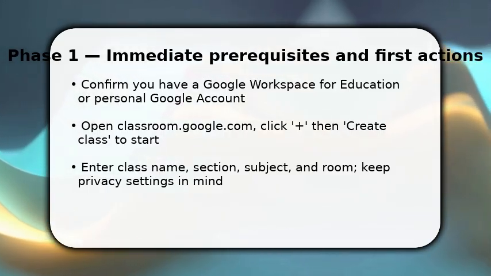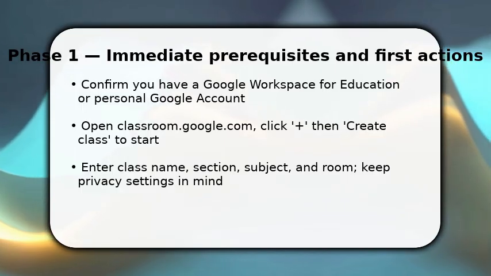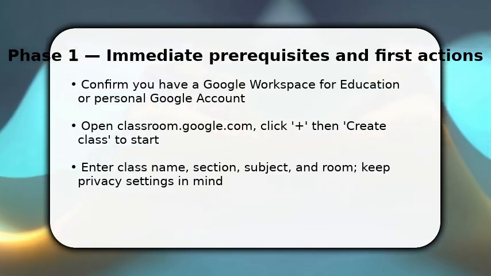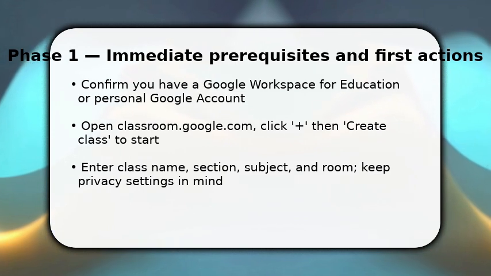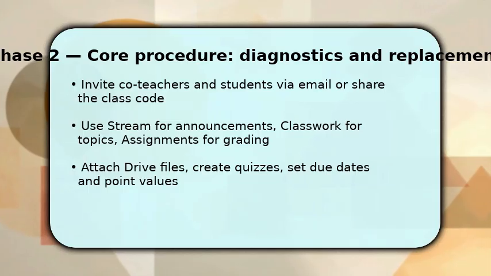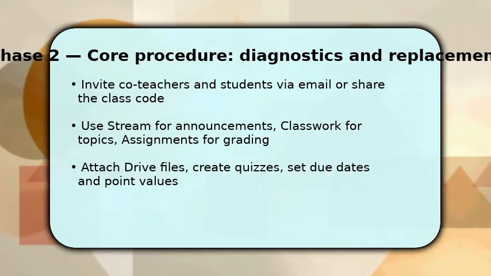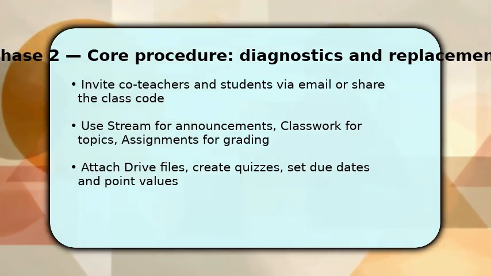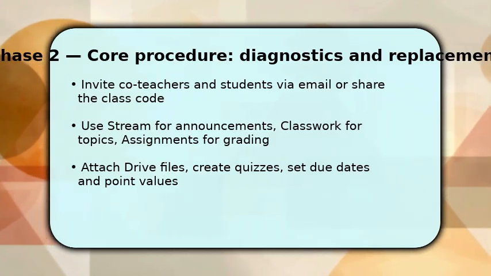Once done, set the class theme and profile image briefly to make it recognizable, and move directly to adding materials and people. Now you add people and materials. Click People to invite co-teachers by email and add students either by email or with the class code. Then build structure, create topics under classwork, add assignments, questions, and materials so students see a clear path.